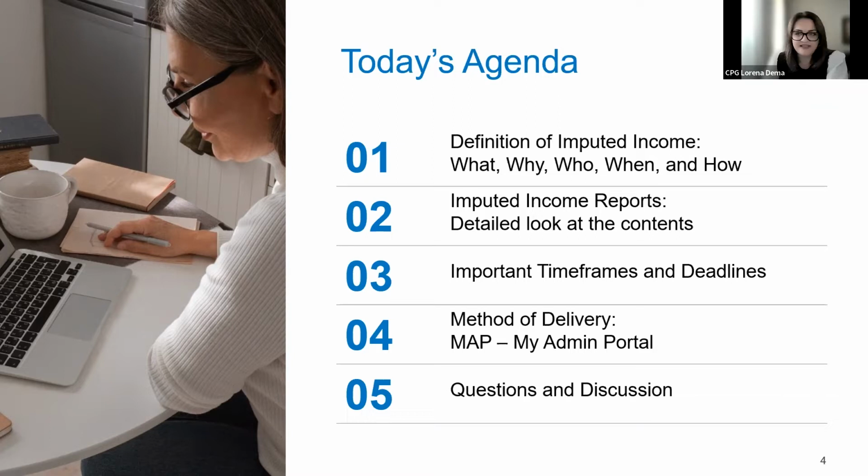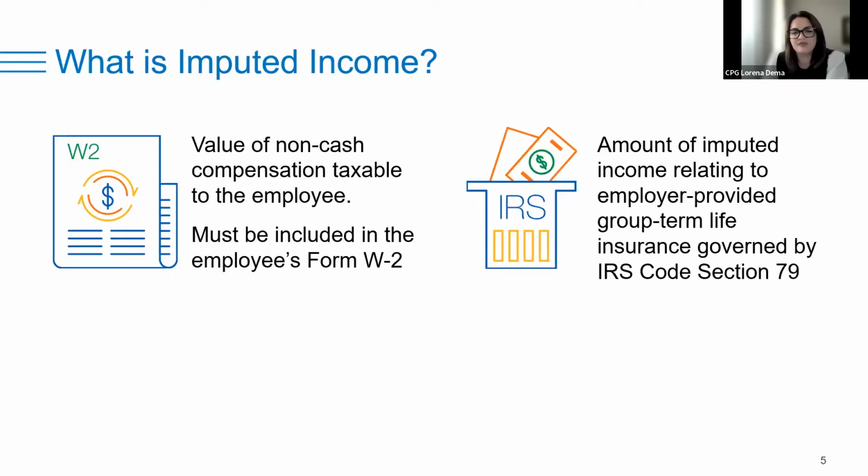Okay, so let's take a look at the first slide. So what exactly is imputed income? Imputed income is the value of the non-cash compensation that is taxable to the employee. Because this is a benefit provided in return for the performance of services, it must be included in your employee's Form W-2. The amount of imputed income related to the employer-provided group term life insurance is governed by the IRC Section 79 code that I have displayed here.